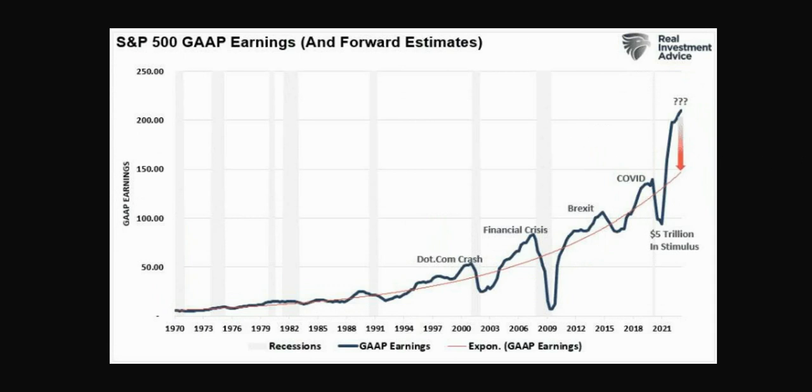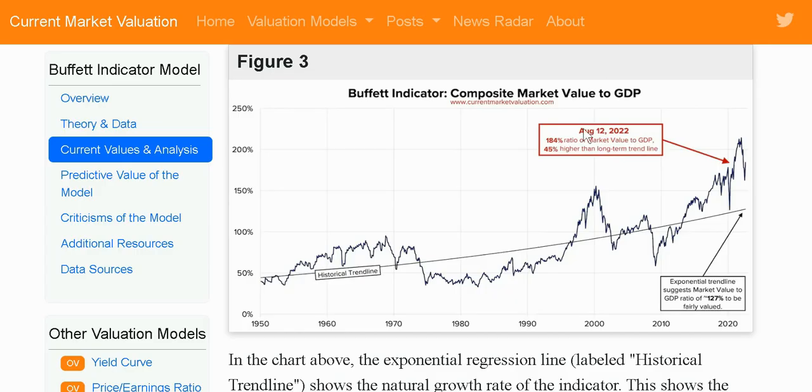Here's a similar looking one. S&P 500 GAAP, and that's accounting principles, a way of measuring things, earnings and forward estimates. And again, when you get too far above, it snaps back to the exponential average here, the mean, okay? Also, when it gets too far below, it could snap up, so that could be a good thing. But look how far above it is, all right? It's too much, in my opinion.